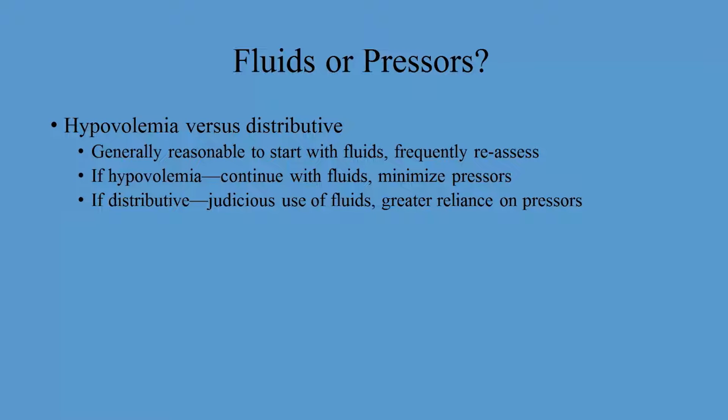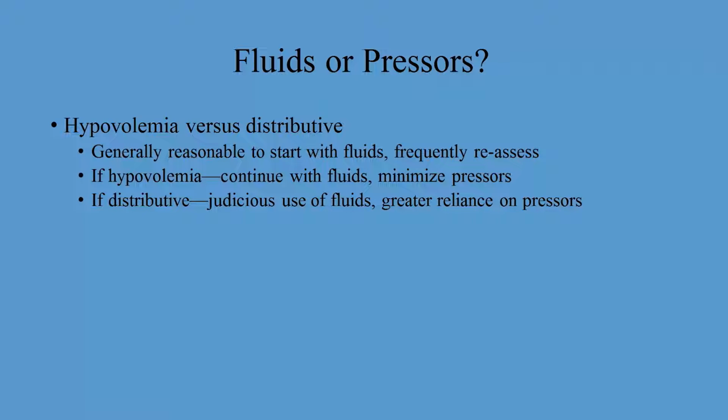So when you first begin assessing the patient and you're thinking, is it hypovolemic versus distributive, and of course, always when appropriate, thinking about cardiogenic and obstructive shock if needed, but you get it down to hypovolemic versus distributive, it's generally reasonable to just start with some fluids while you continue to have your ongoing reassessment and collect more data.